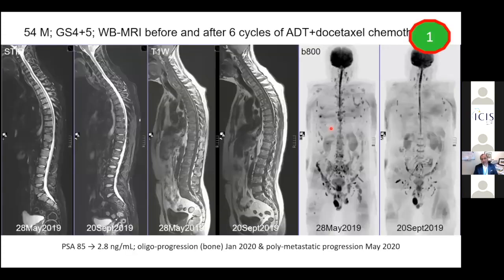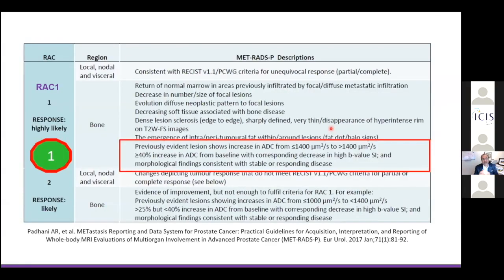Okay, and here's an example of somebody I saw recently. You can see how on the T1 sequence, the bone marrow is improving with return of the background bone marrow fat and some scarring emerging in the background. So this is response highly likely, response assessment category 1.